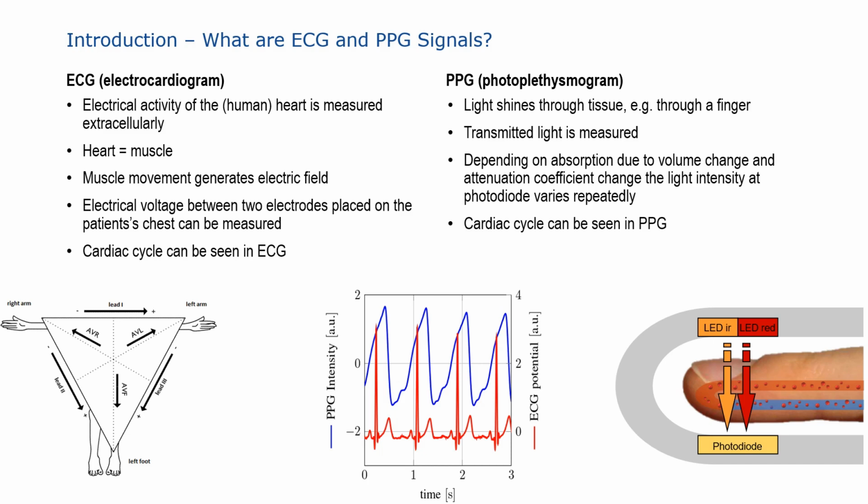The same heartbeat can be detected within the PPG or photoplethysmogram. The photoplethysmogram can be measured with a photodiode plus LED. The LED shines through tissue, like the finger, and the transmitted light is measured with the photodiode, as illustrated in the right picture. With every heartbeat, new oxygenated blood is pumped through the measurement area. This causes a change in volume and absorption coefficient. If the LED brightness is constant, the photodiode detects a repeating pattern, which can be seen as the blue graph in the middle picture.